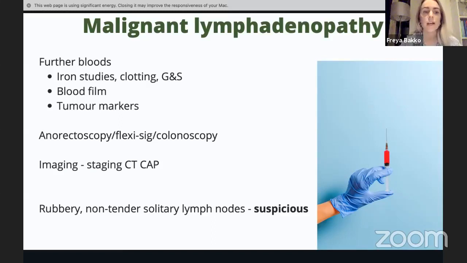You probably want to examine him a little bit further. Whether you want to do a flexi-sig, colonoscopy, or an anoscopy is probably a senior preference, but you want to see where the PR bleeding is coming from. Now, you do a flexi-sig with the help of your senior, and unfortunately, you identify an anal malignancy, an anal mass, which is profusely bleeding. So when you identify a colorectal malignancy, you always want to order a staging CT chest abdomen pelvis as well. As mentioned, any rubbery, non-tender solitary lymph node is always suspicious of malignancy.